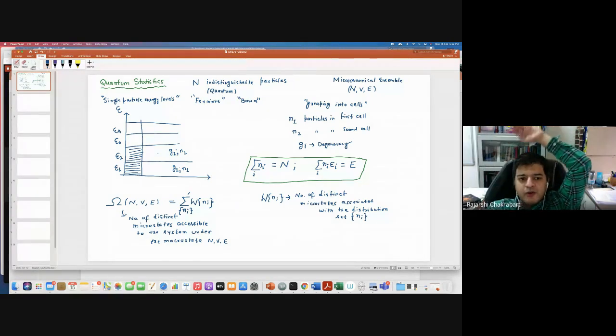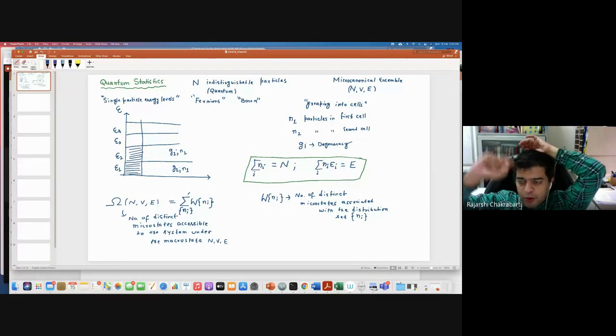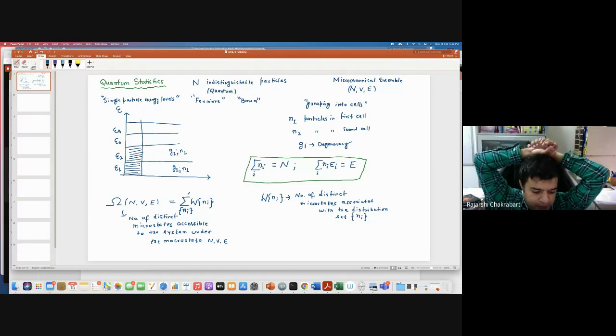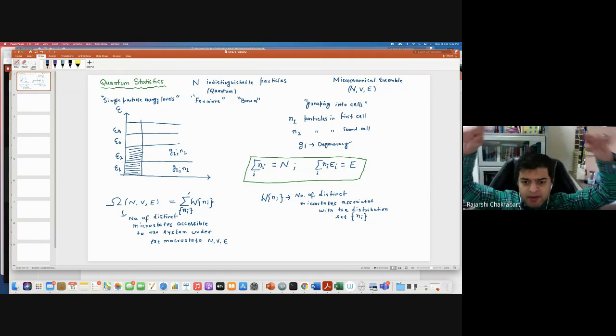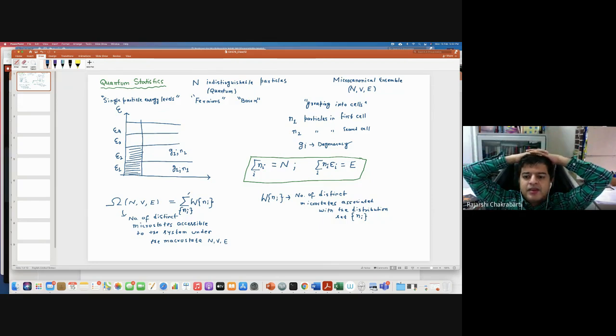But how can I vary? Keeping this constraint, the sum over Ni is equal to N, I can vary N1, N2. Also I have to keep track that I cannot violate the other constraint. If I obey both the constraints, then there are many ways I can have this distribution. So within curly bracket, Ni would have a set of distributions. Is it clear? So this is like different pictures.